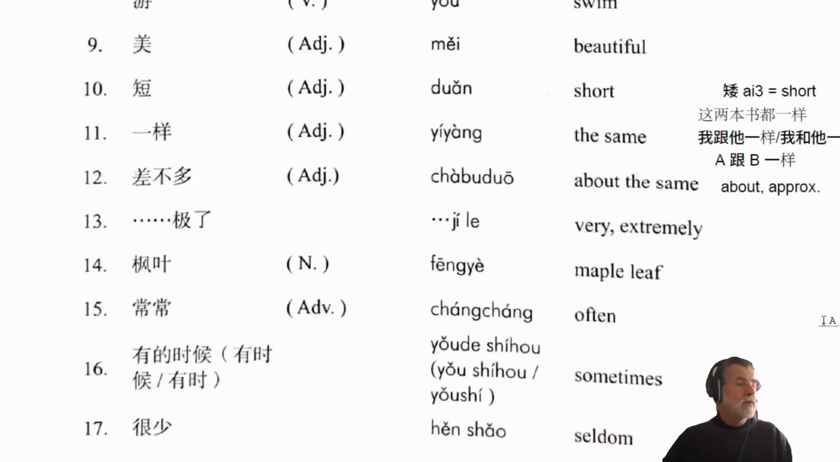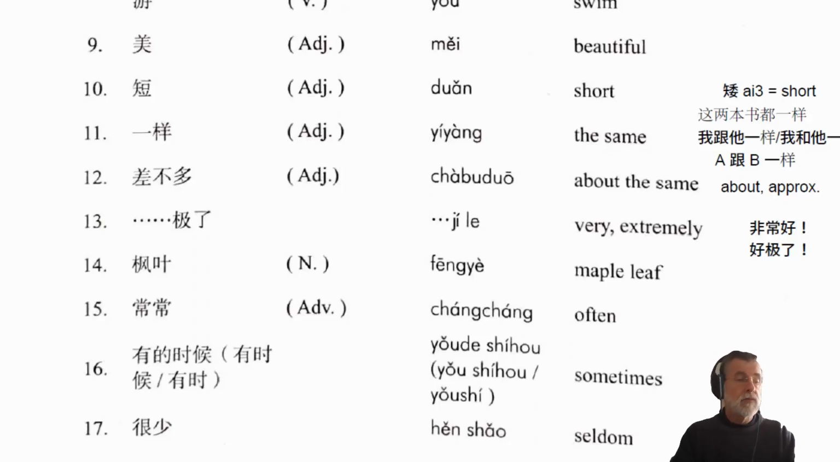Moving along, number 13. So here we have a new way of saying something that we already know how to say, very or extremely. We've learned the expression, for example, if we want to say something is extremely good, we can say it's 非常好. If we were to say the same thing using this new expression, we would say 好极了.